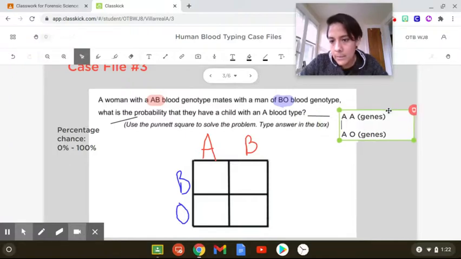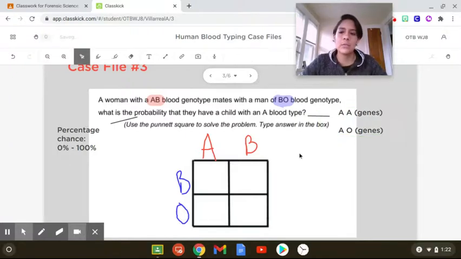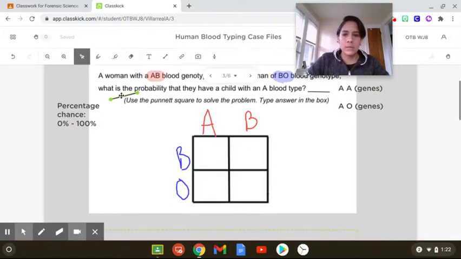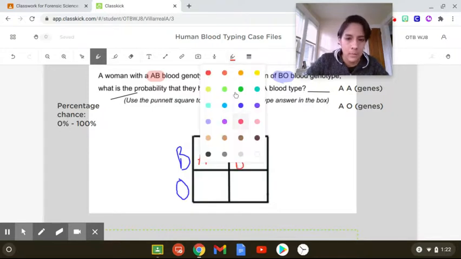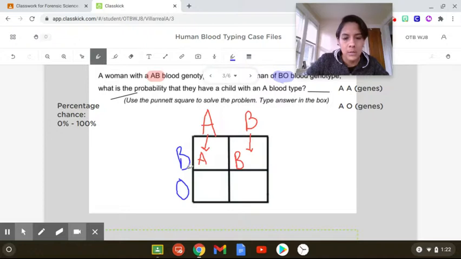So for A blood type, we're looking for AA genes or an A and an O. All right, so if I start to do this Punnett square, I'll show you for a few of them. I move each one of the parent's genes into one of the squares, because a parent can only give one of its genes here.